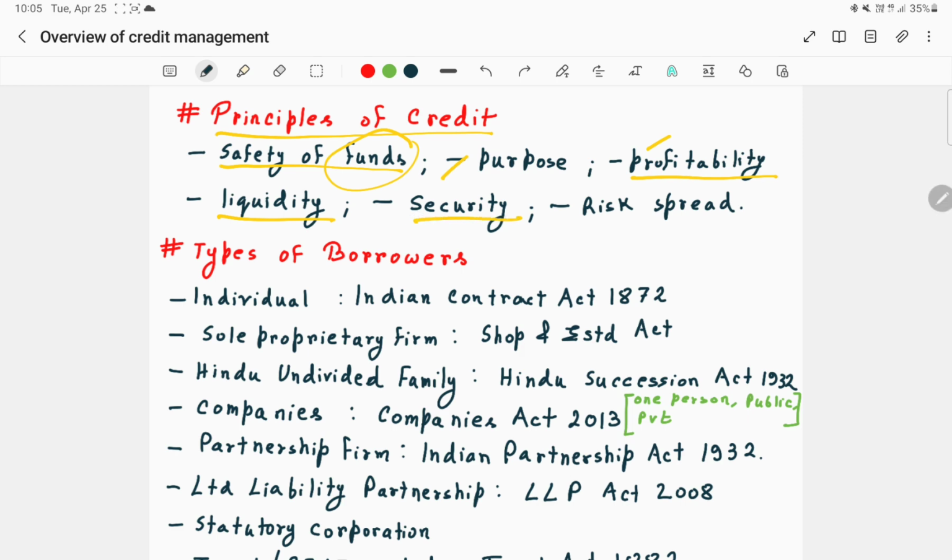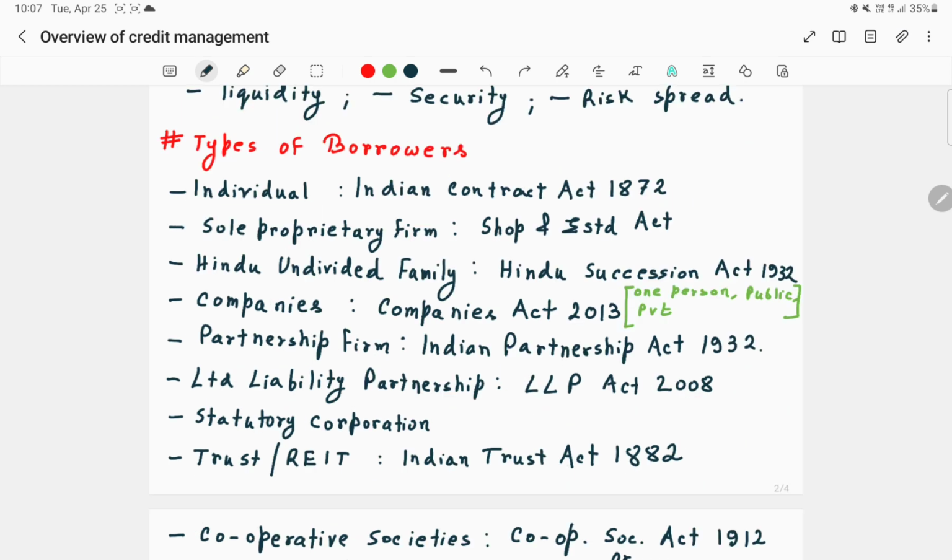Then security. One must make sure that the loan is properly secured by security money, or by some other ways. You have to make sure that the loan that you are giving is properly secured. Then the risk spread, like the loan that you are giving is balanced out, and we have to make sure that the EMI that the person is giving is not beyond his income, right? So that has to be made.